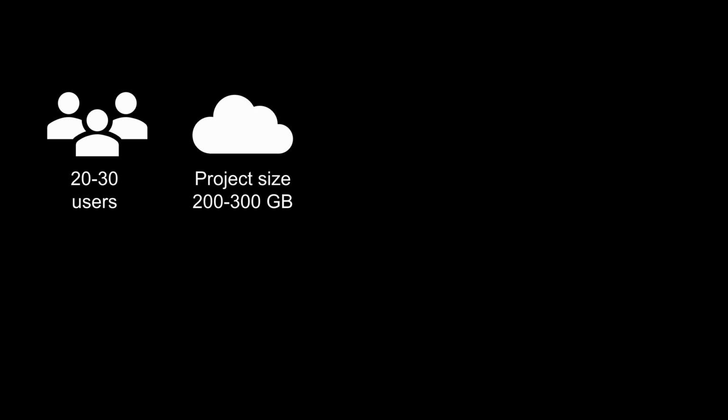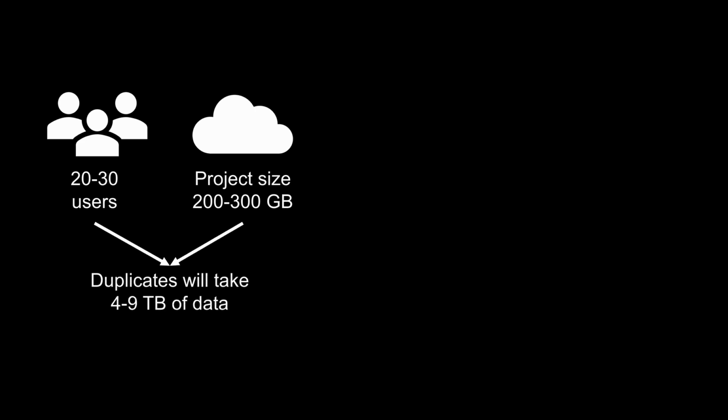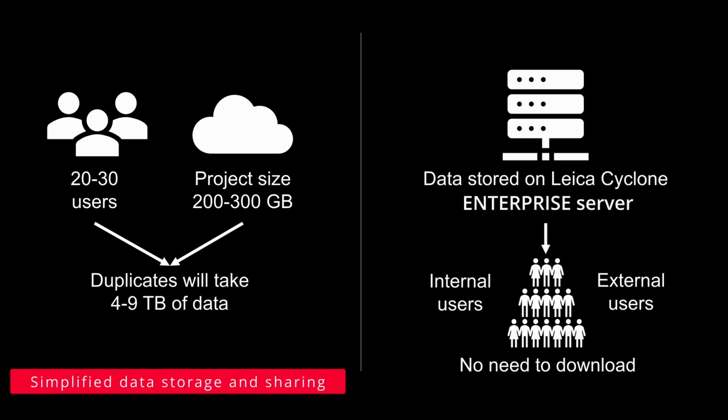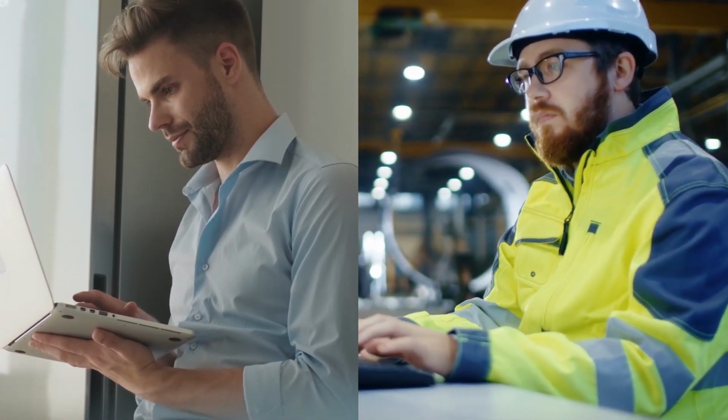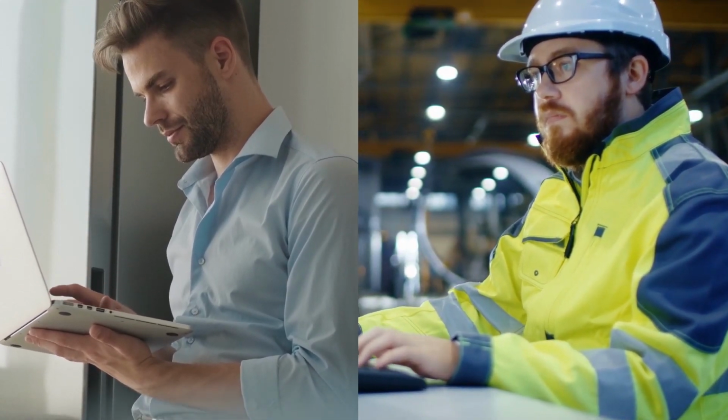If you're working with the file-based approach, it means all users should store the file on their own PCs. This implies that 20 users will hold 4 TB of data on their PCs. With the Leica Cyclone ENTERPRISE server-based approach, they can simply open this data via browser or desktop viewer and use only server storage to keep this data. An additional benefit is that everyone will use a single source of information. You can share links to this project with stakeholders outside the organization, allowing them to view the data online without downloading it. Second, it's data management.